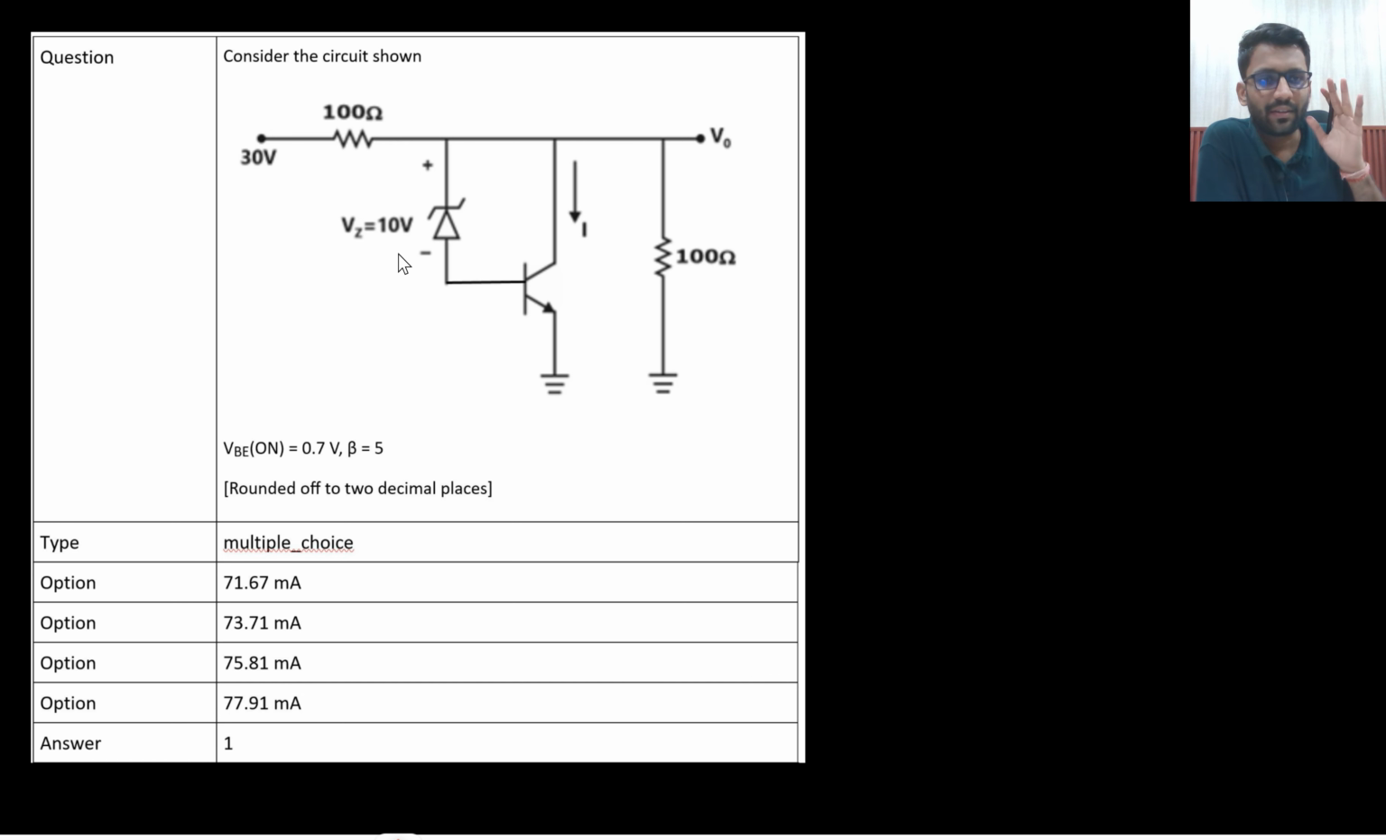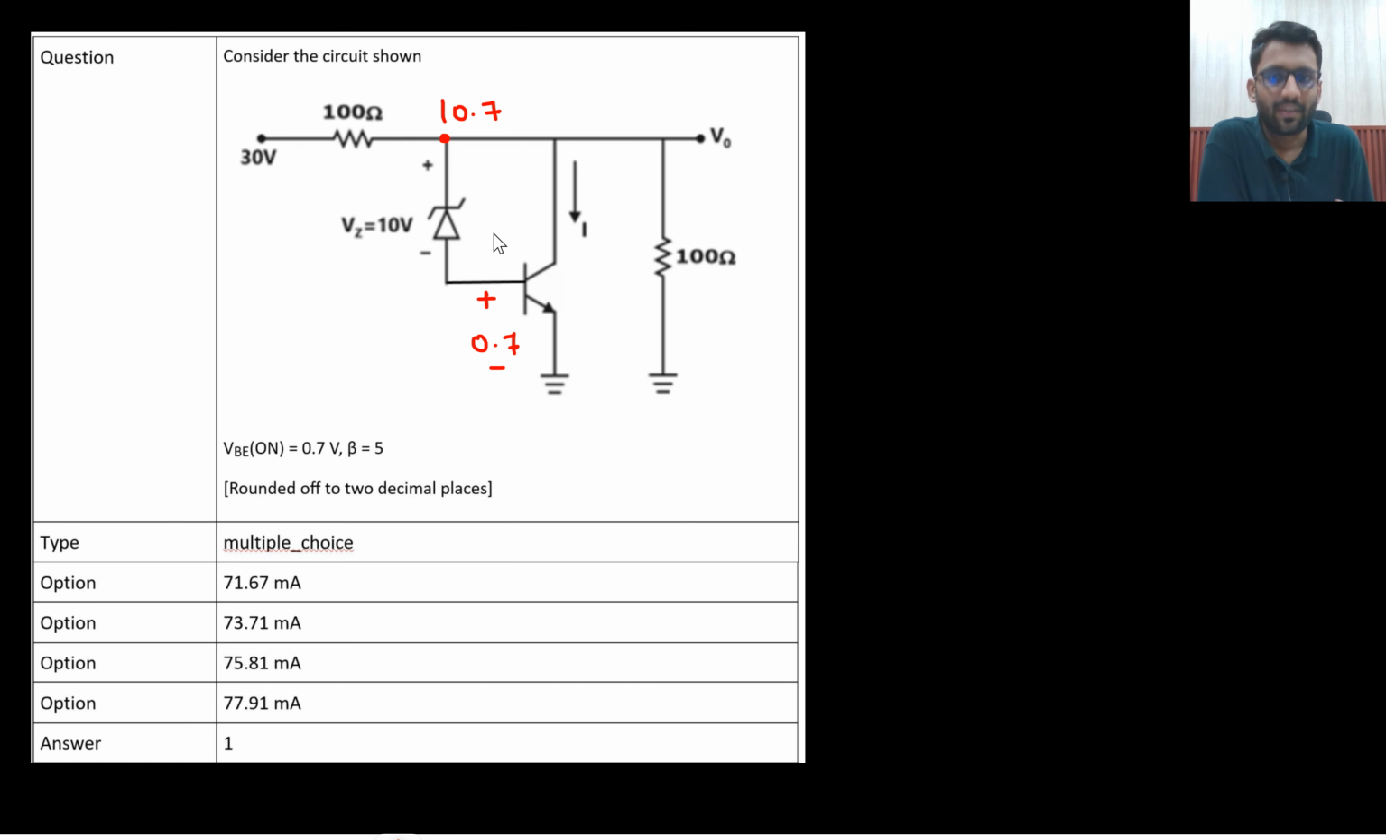So in a BJT circuit there will be a Zener diode connected. If the question is coming from BJT, there is a high chance that they will give a Zener diode with that. VBE on is 0.7 volt and this is a 10 volt battery. Because there is a 30 volt connection, there is a very high chance that the Zener will go into breakdown. This is what we are considering. So here you will get 10.7 volt.